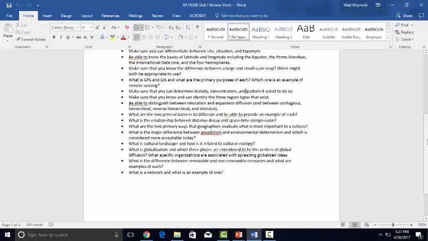What are the two primary ways that geographers evaluate what's most important to a culture? Okay, well, they're going to look at the beliefs that a culture thinks are very important. So, for instance, they're going to look at their language. They're going to look at their religion. They're going to look at their view of the world. They're going to look at what belief systems or ideas are especially valuable and important to that group of people because that's clearly what their culture is based on, the mental beliefs. They're known as mentifacts, the mental beliefs that a culture has that can be analyzed by researchers.